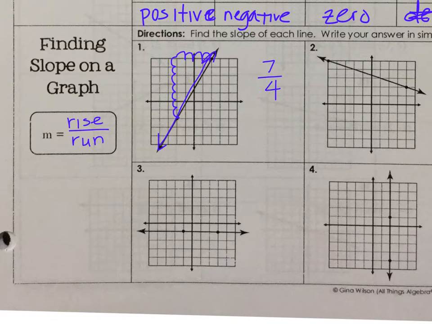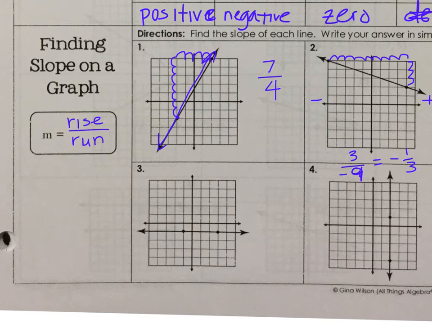Let's look at number 2. I'm going to rise 1, 2, 3. I rose 3. Now when I run, though, I'm actually running towards the negative end of the number line. So I'm going to go negative 1, 2, 3, 4, 5, 6, 7, 8, 9. I go negative 9. So the slope is negative 3 over 9, but up at top I said that you have to put your slope in simplest form. So that actually reduces to negative 1/3.